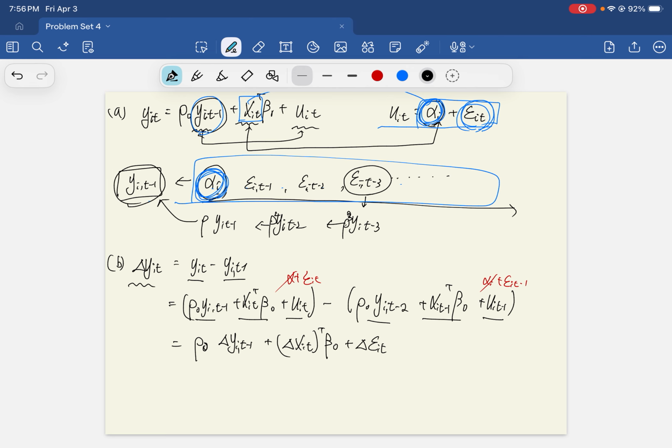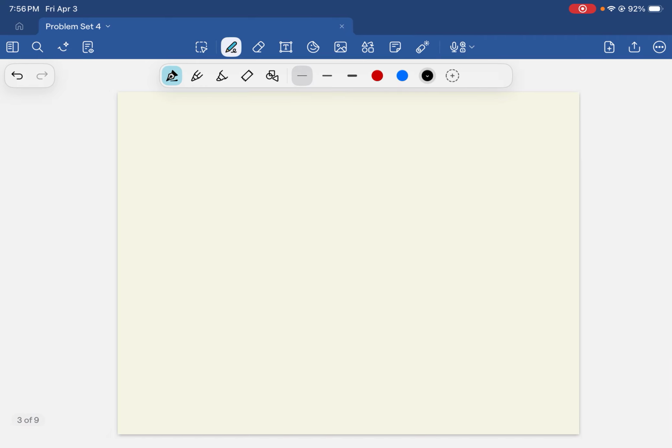Okay, now then let's think about the problem. Because alpha disappeared, first, x and epsilon are assumed to be uncorrelated with each other. So delta x is exogenous. That is pretty clear from the assumption, but this is the problem. Okay, so let me turn the page.